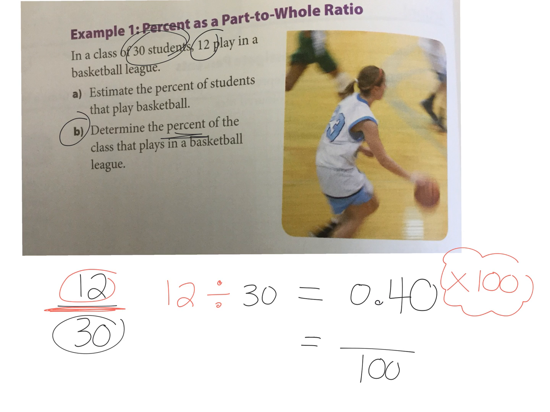40. And if we look at the decimal place, 0.40, this is 40 100ths, right? 40 out of 100 equals 40%. So 40% of the class plays in a basketball league. So the percent of the class that plays in the league is 40%.